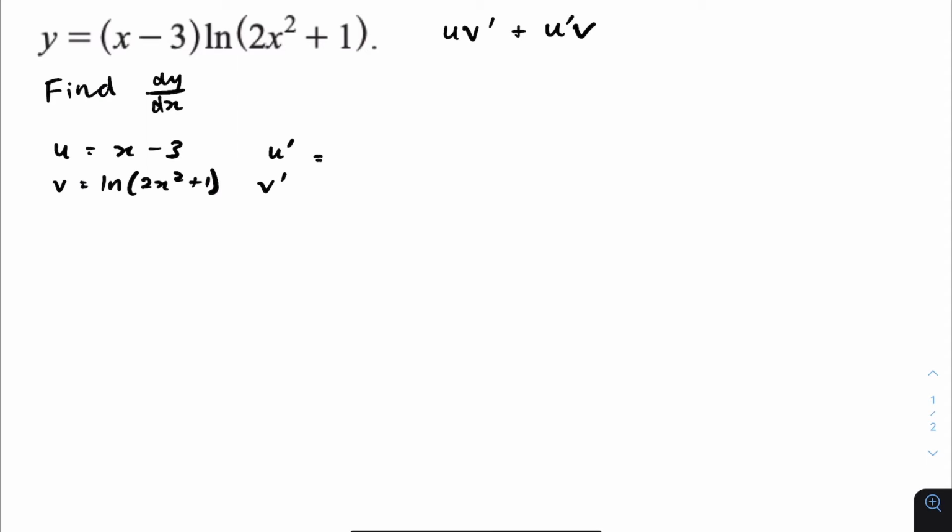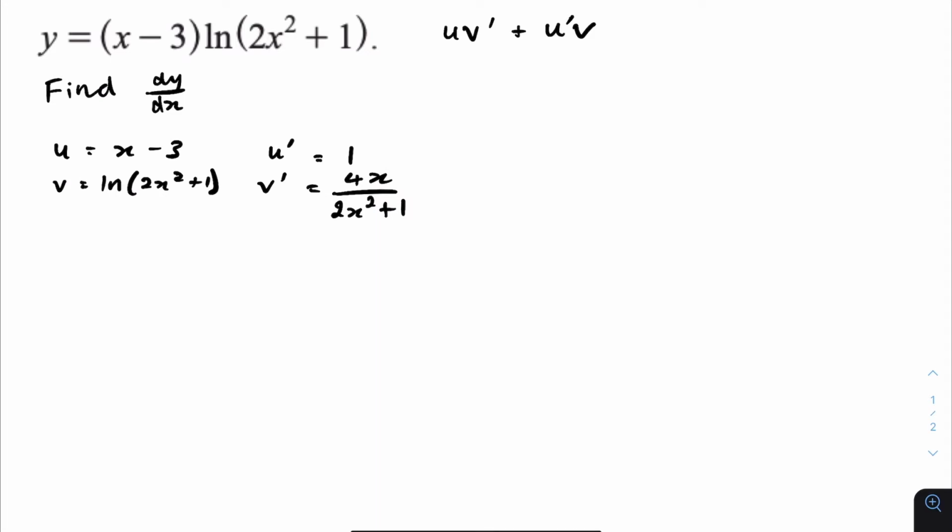So u prime is very easy. x minus 3 differentiated is just 1, because the 3 becomes a 0 since it's a constant, and x differentiates to 1. And then for v prime, well, in the last video, we explored how ln gets differentiated. It's just the differentiated part that's inside the bracket divided by the normal function. So the part inside the bracket is differentiated to give 4x. And that's divided by the normal function, which is 2x squared plus 1. Now we have everything we need to know to do this.